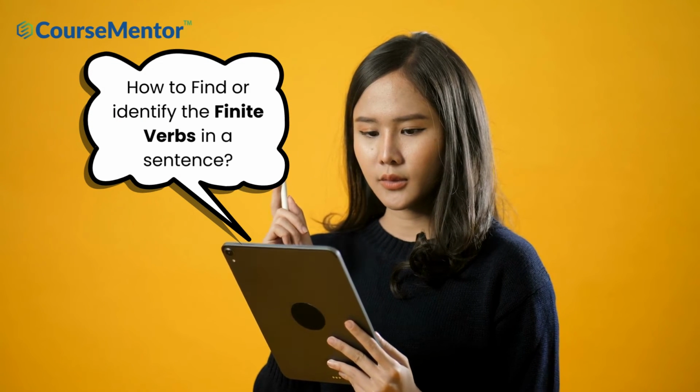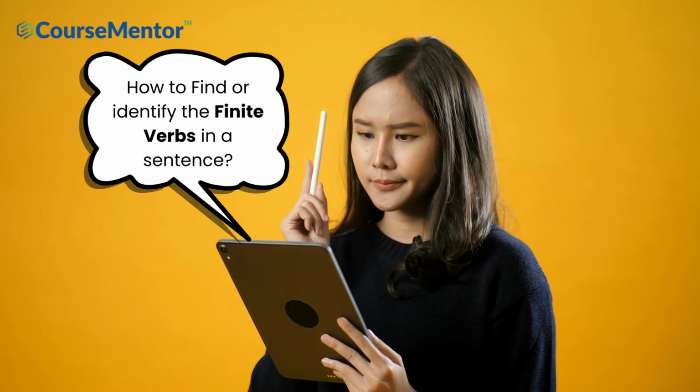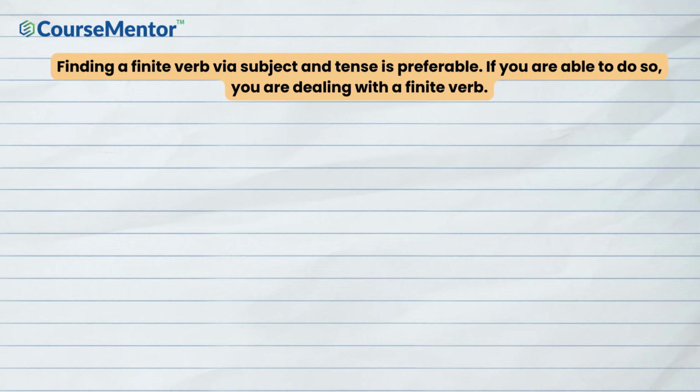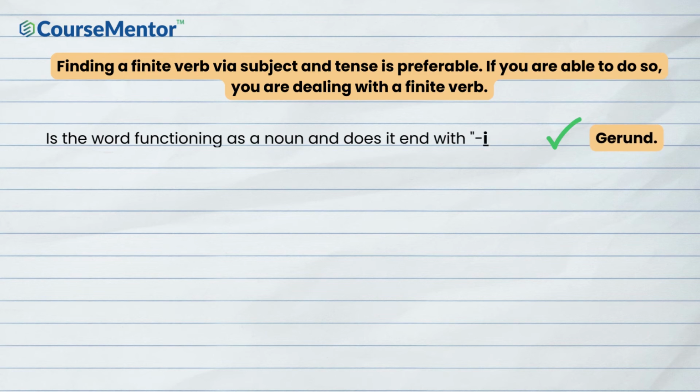Now a question arises: how to find or identify the finite verbs in a sentence? Finding a finite verb via subject and tense is preferable. If you are able to do so, you are dealing with a finite verb. To be sure, check. Is the word functioning as a noun and does it end with ing? If yes, it's a gerund.